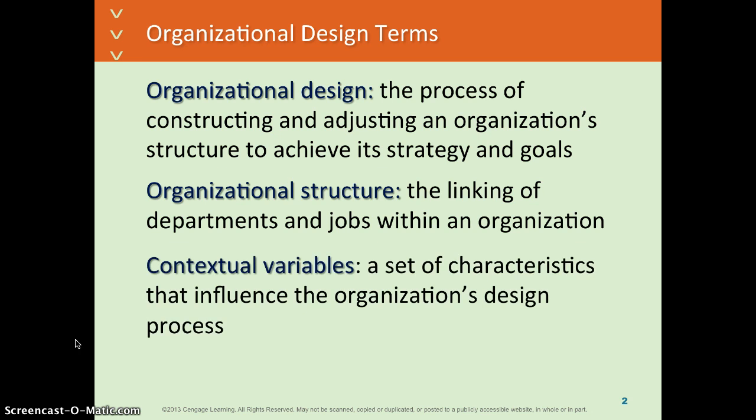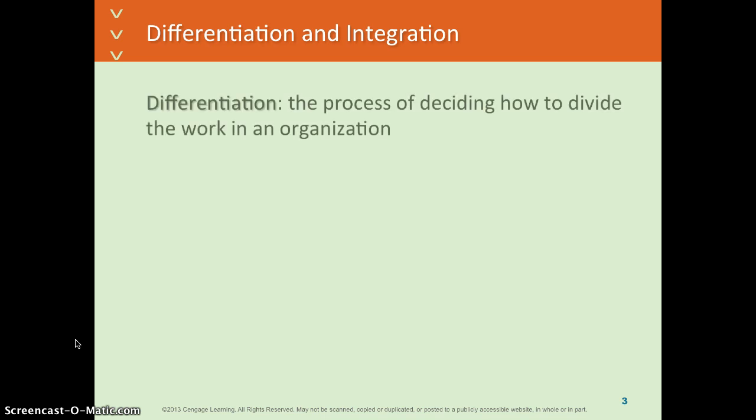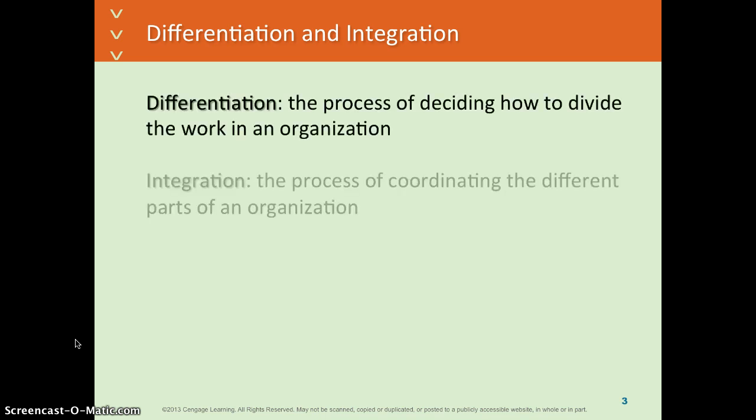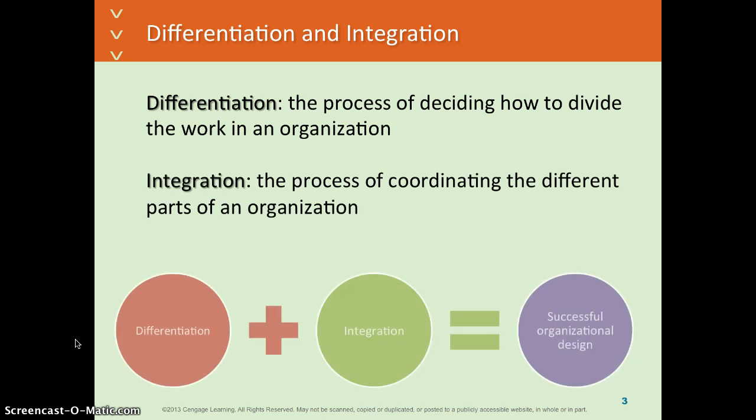Contextual variables are the sets of characteristics that influence the organization's design process. Two key sections in the process are differentiation, where you're deciding how to divide up the work, and integration, where you're coordinating the work. So your differentiation plus your integration gives you that successful organizational design.